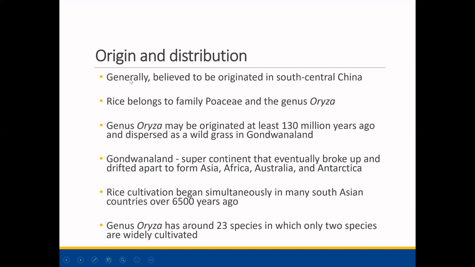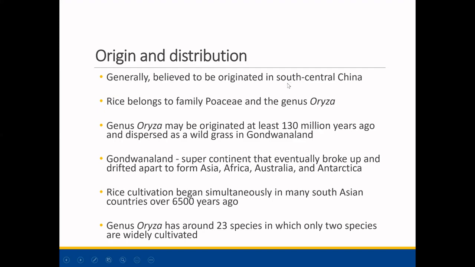This crop is generally believed to have originated in South Central China. Most archaeologists accept this, but there's a counter argument. In India, Indian archaeologists argue that this crop should have originated in the Indus Valley, which was part of India. But the generally accepted thing is that it originated somewhere in South Central China.